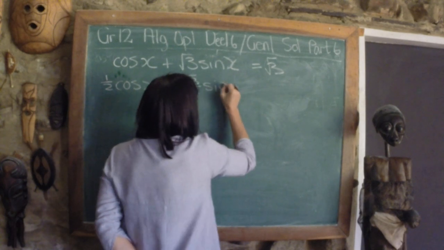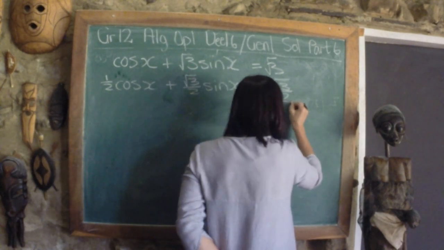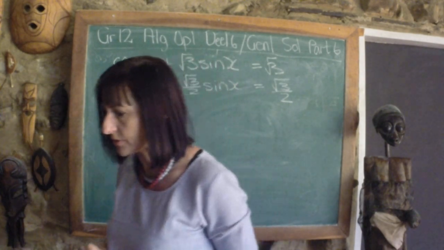Because when I do something on the one side of the equals, I must do it to all the terms on both sides of the equals.